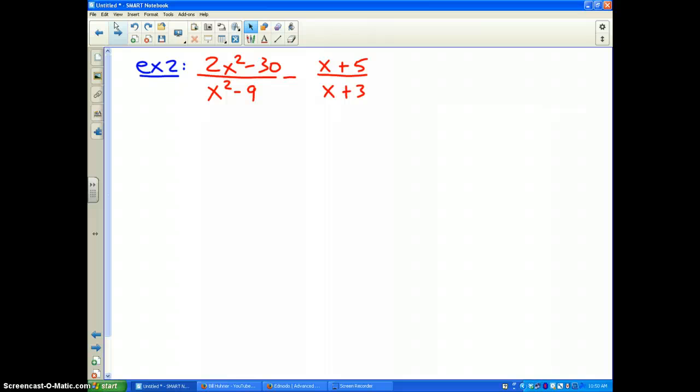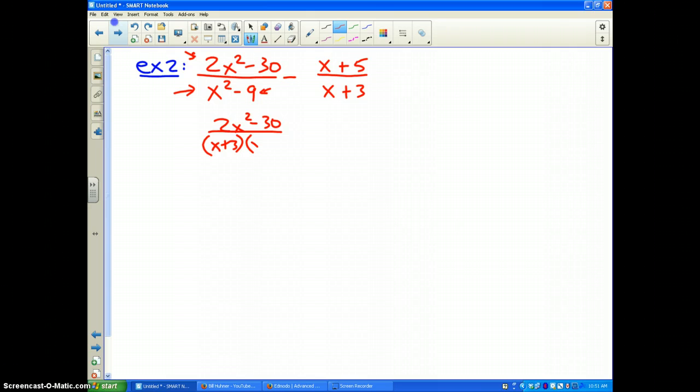Now, do this one on your own. Pause the video and see if you can get the same answer I get. All right. Well, again, in the numerator, I could pull out a 2, but I'd be left with x squared minus 15. That's not cool. That doesn't factor. I'm just going to factor the denominator. So I'll have 2x squared minus 30, and the bottom is a perfect square binomial, x plus 3 times x minus 3, minus x plus 5.